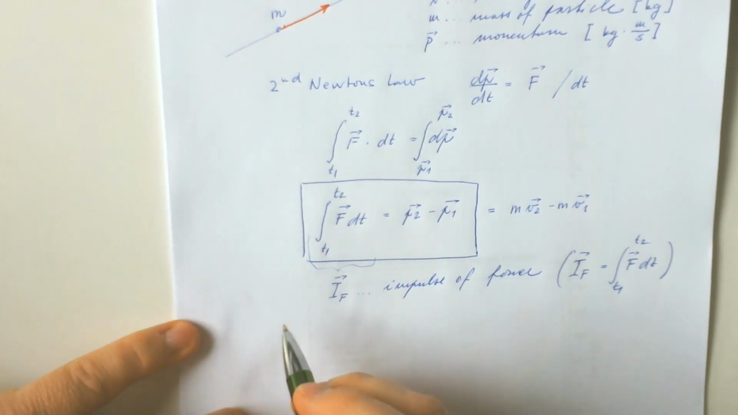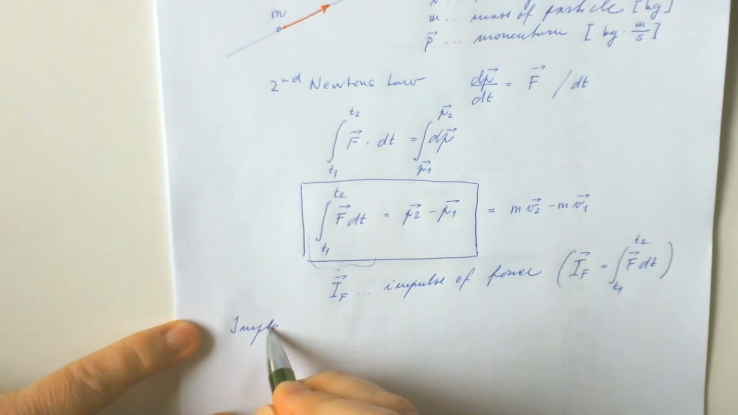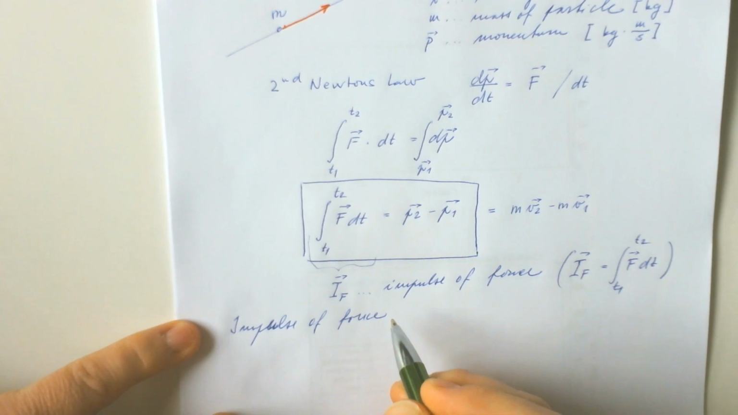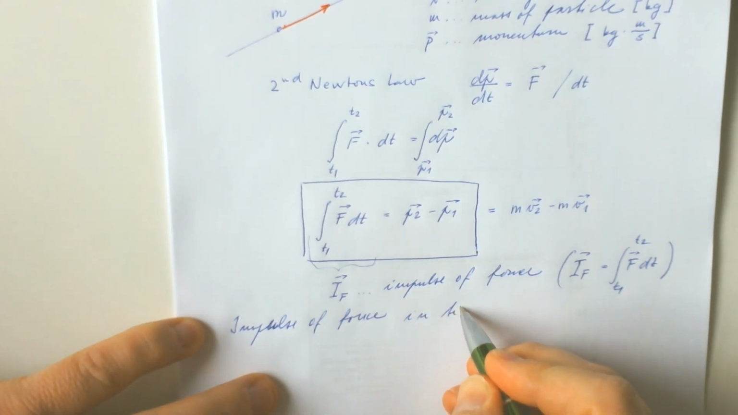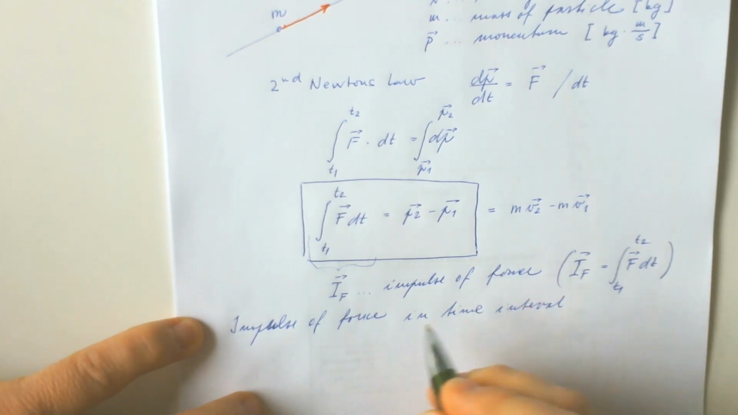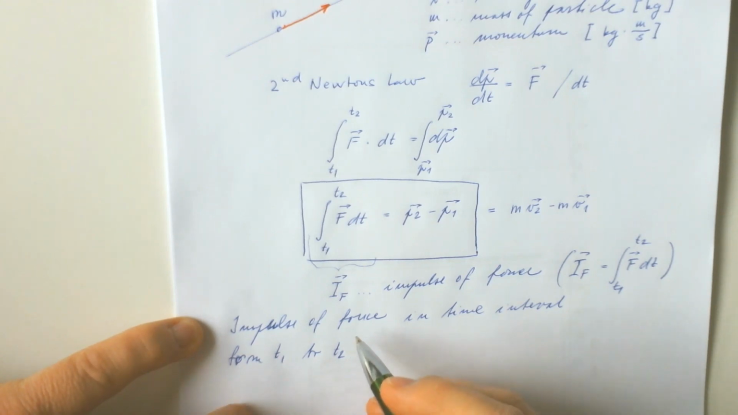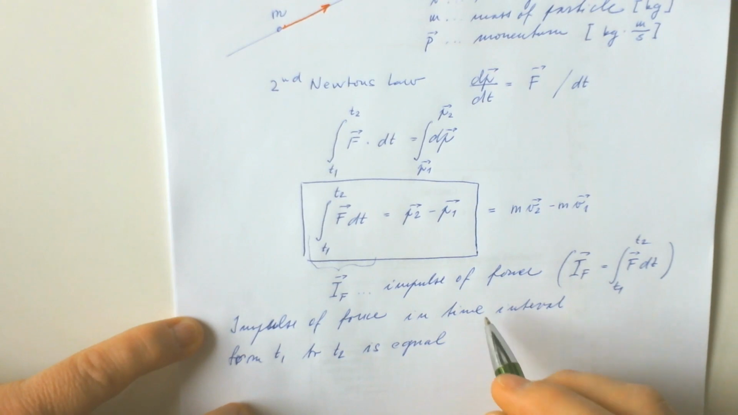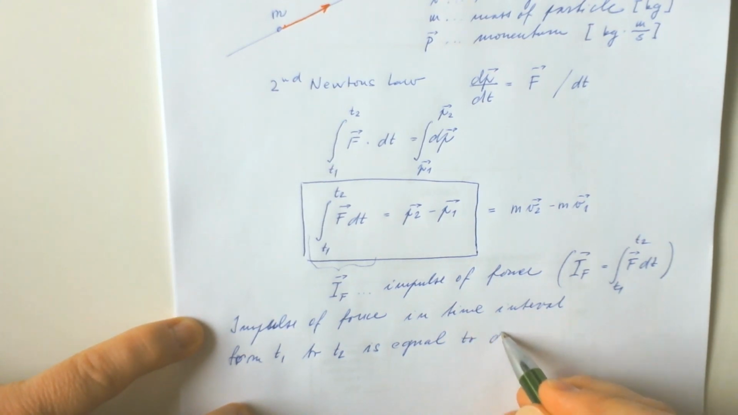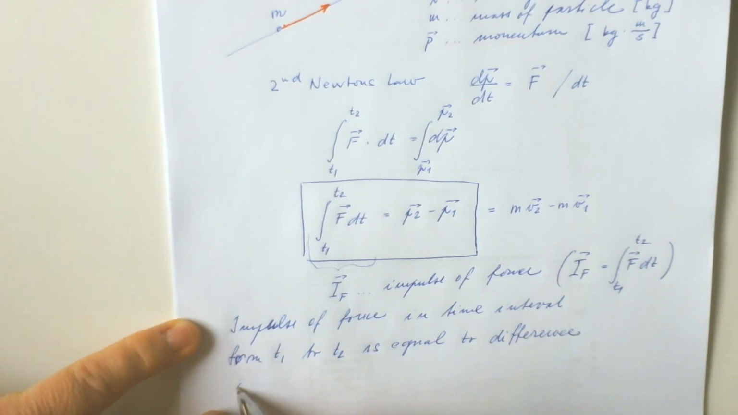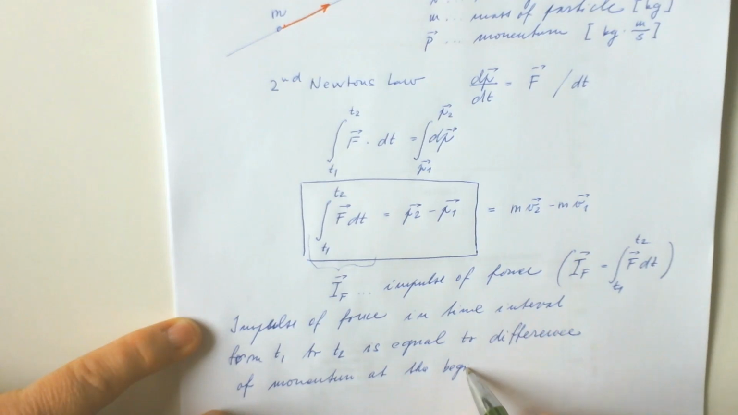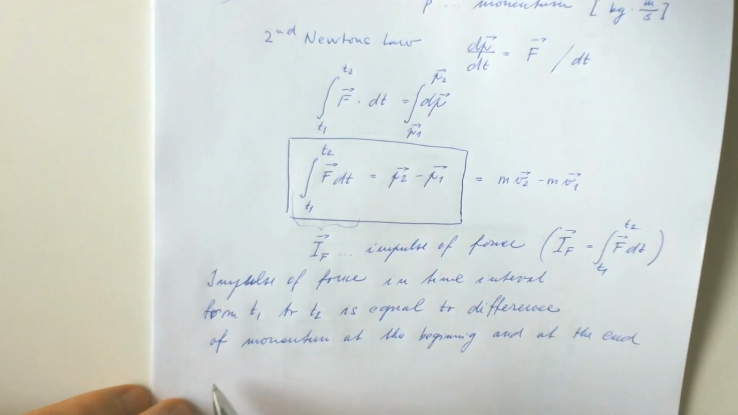So we can say that impulse of force in time interval from t1 to t2 is equal to the difference of momentum at the end of the process.